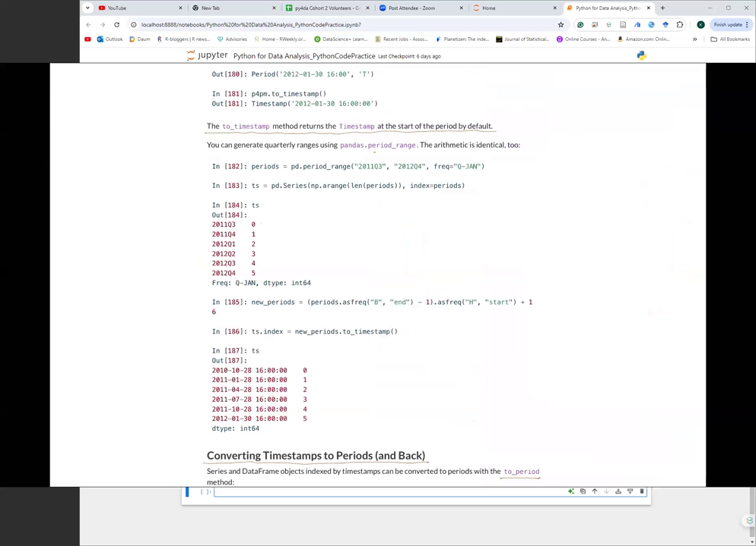And then also the timestamp of the period is going to be the timestamp at the start of the period by default. And we can also set the range by quarterly period, and the frequency we want to be January. So January is going to be the end period, right? That's what we can set up. If we have January as the end month of the quarter, that's the fourth quarter, right?